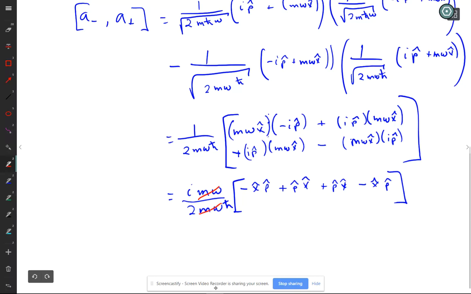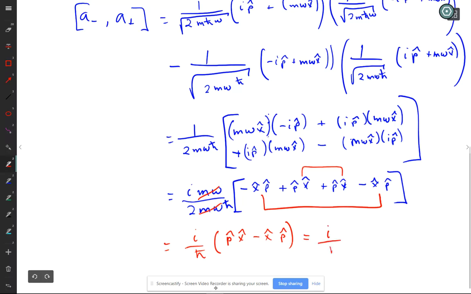And I can combine this and this to have two of them, this and this to have two of them, so that I'll cancel the two. So it's just equal to i over h bar of p hat x hat minus x hat p hat. And p hat x hat minus x hat p hat is, if you will, minus the commutator. It's just easiest to write it that way.